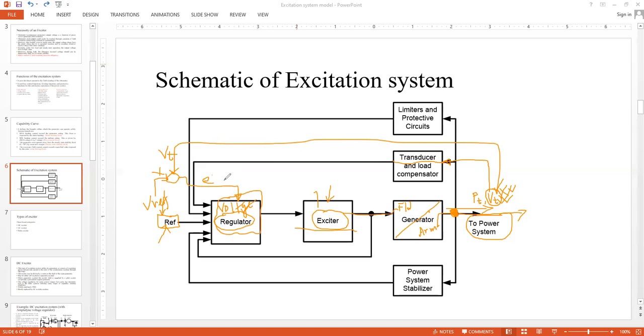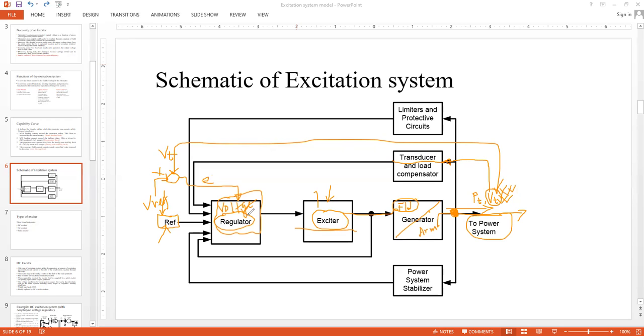So as long as the E is 0, there is nothing being done from the exciter. But as soon as there is any deviation between VREF and VT, that means there is some non-zero E. So the excitation system should get energized, and accordingly, the field excitation should be updated. This is how the transducer block works, and the voltage regulator does one of its jobs.